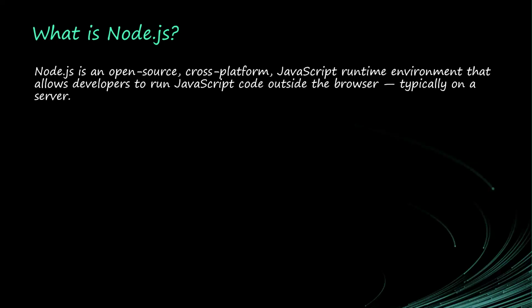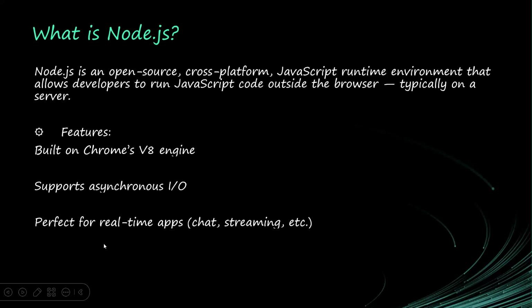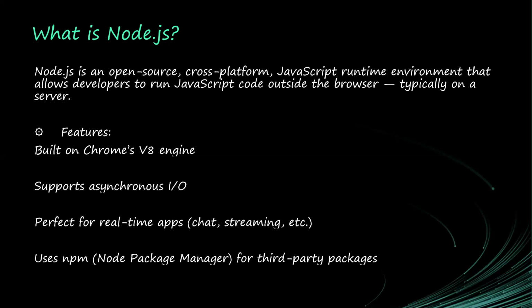Okay. So, what are the features? Node.js is built on Chrome's V8 engine. So Chrome's V8 engine is the interpreter or the runtime environment of JavaScript on the browser. So they also use the same Chrome V8 to build Node.js. Node.js supports asynchronous input and output operations. It is perfect for real-time applications, chat applications, streaming applications, and so on. Don't worry, we are going to deep dive into Node.js later on.